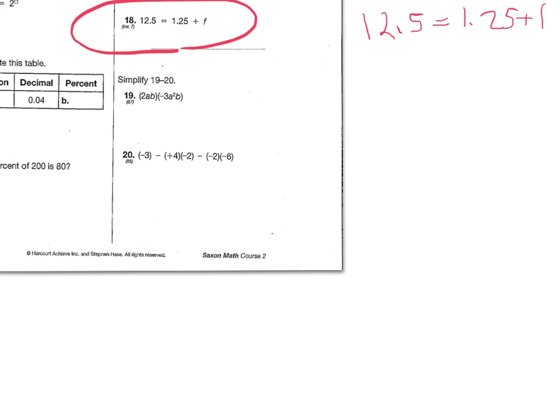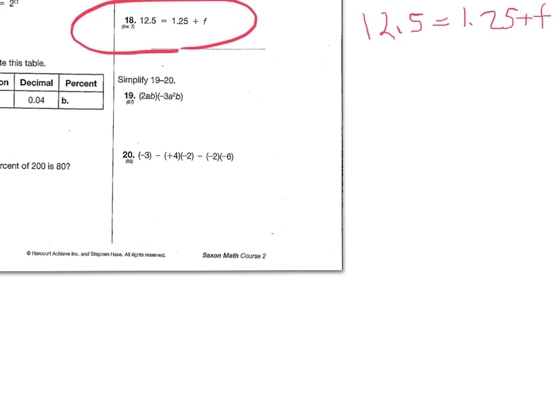Okay, we've got 3 problems left to deal with here, and these shouldn't take very long. Looking at number 18. Okay, number 18 is 12.5 equals 1.25 plus f.